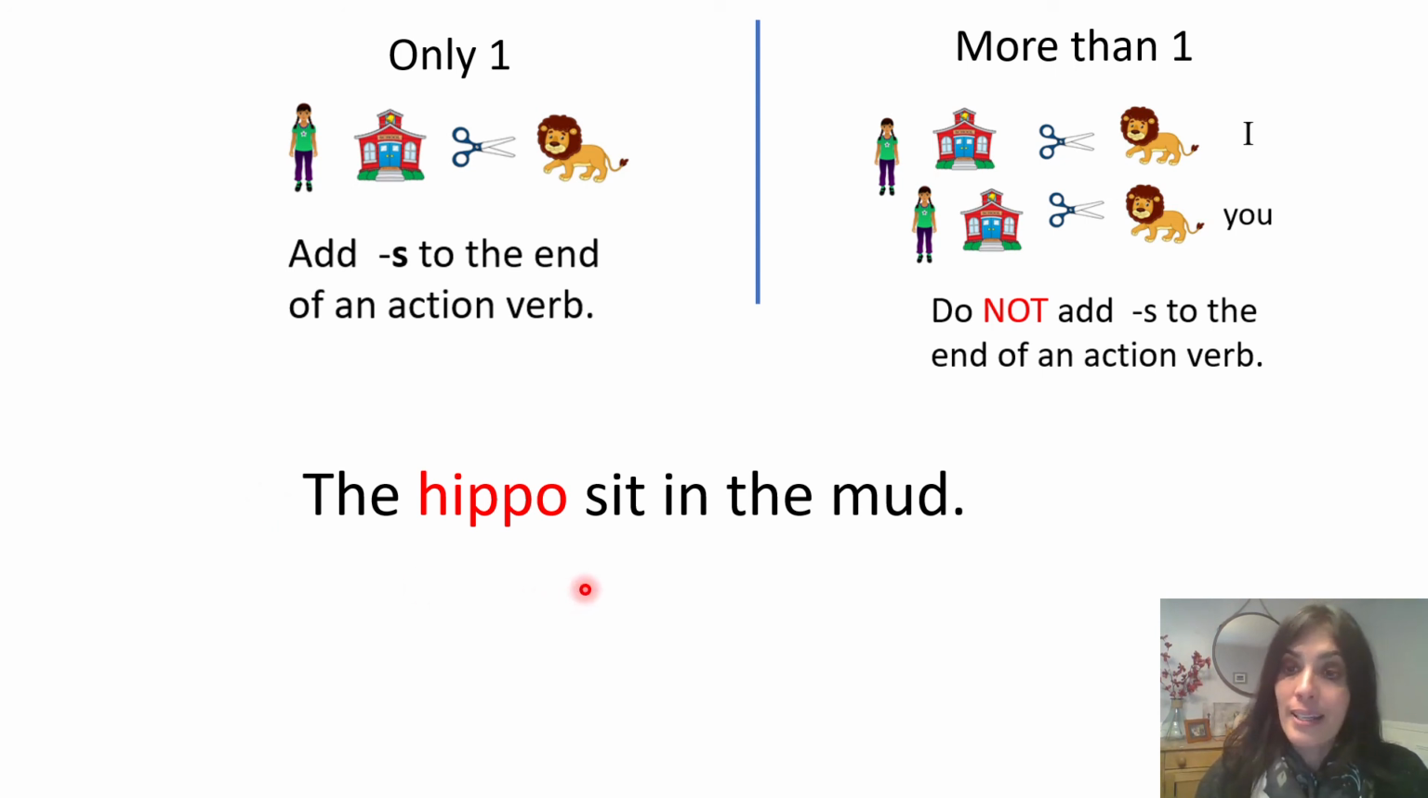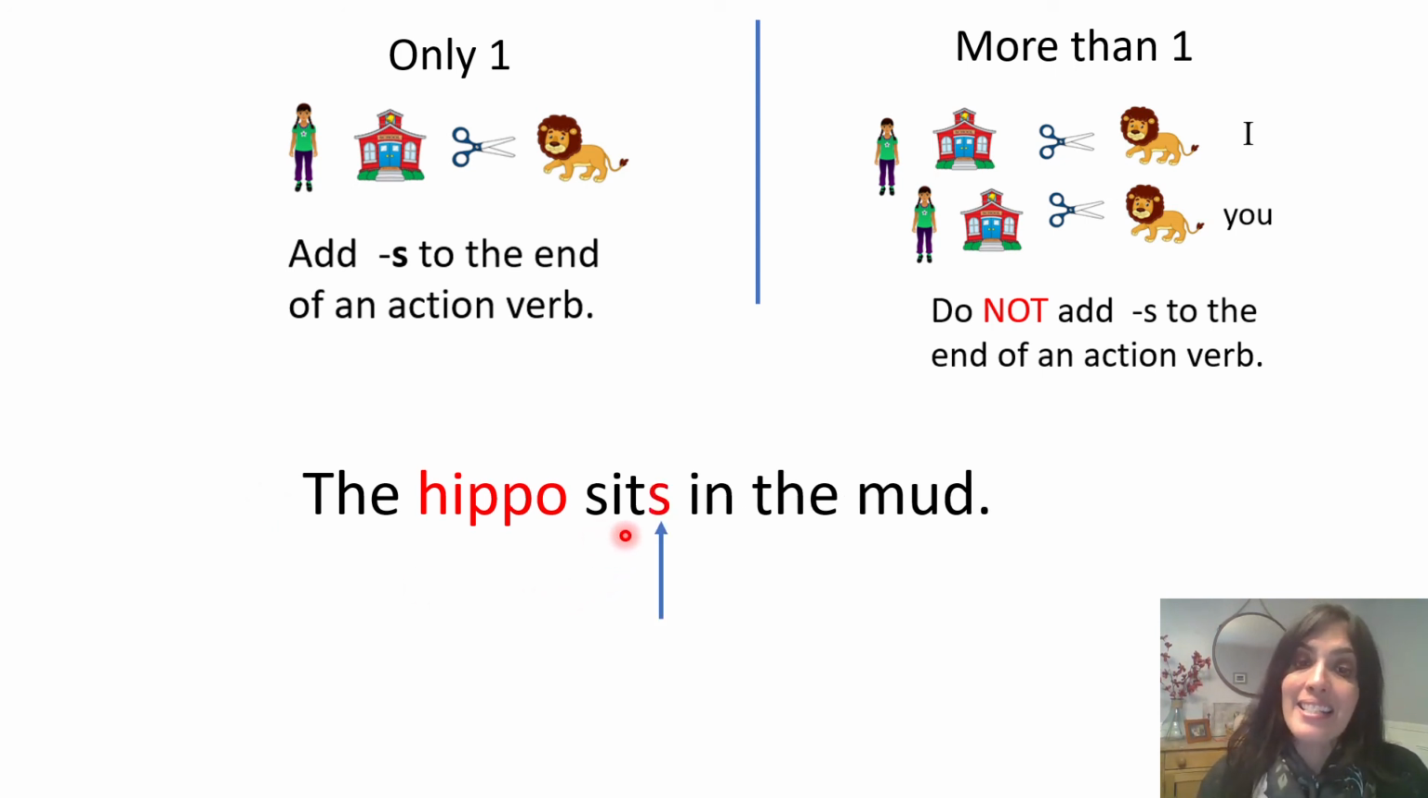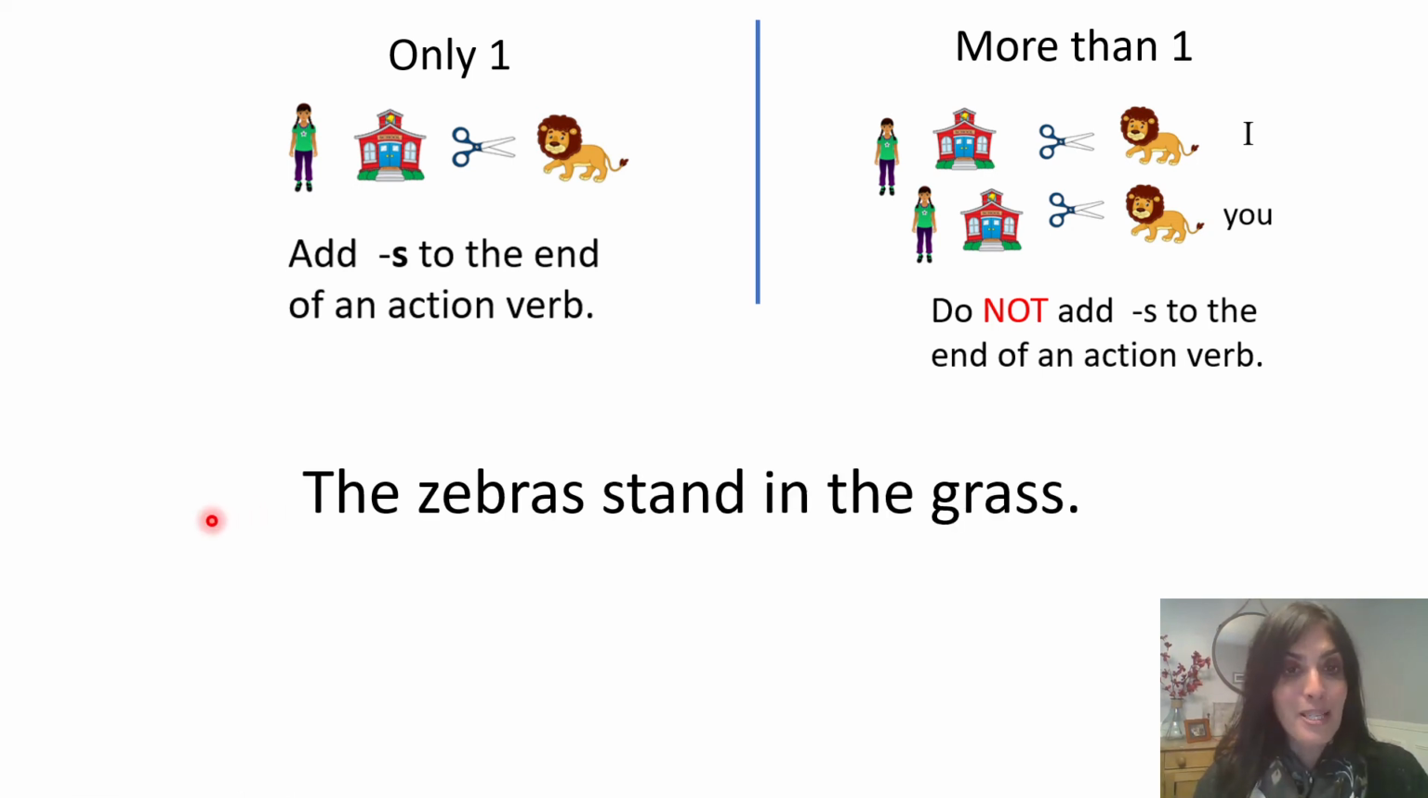I hope you said that I'm going to add an S to the end of the action verb sit to now make it say sits. Since there is only one hippo, I need to add an S to the end. Now the sentence reads, the hippo sits in the mud. Go ahead and read it with me. Ready? 1, 2, 3. The hippo sits in the mud. My subject and my verb agree. They match. Nice job. All right, you are becoming experts.